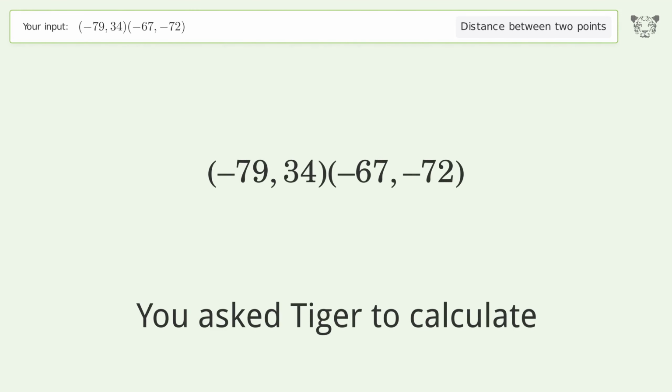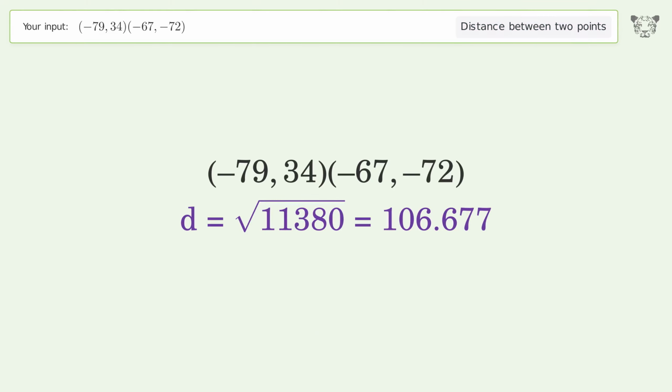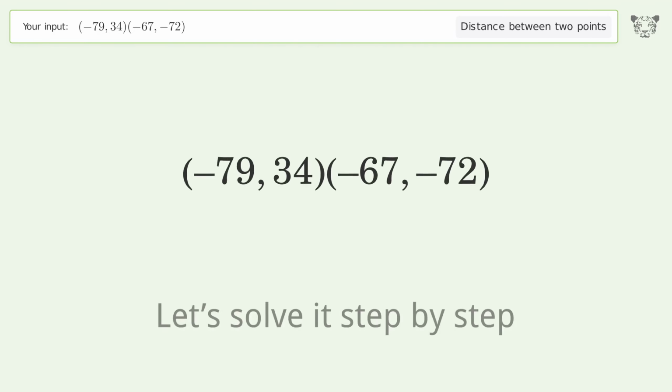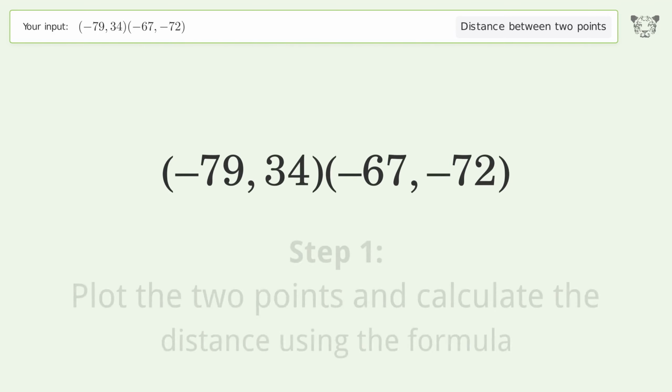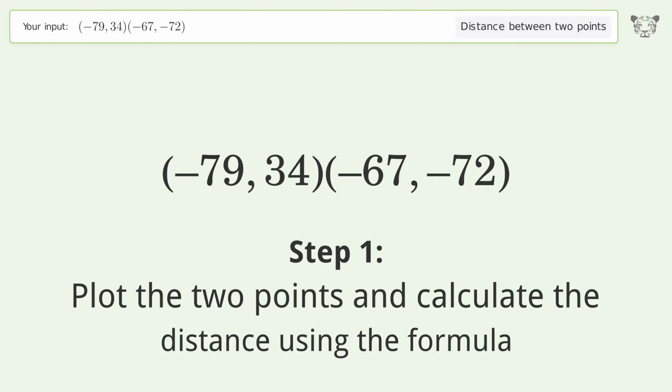You ask Tiger to calculate. This deals with the distance between 2 points. The distance between the 2 points is the square root of 11,380, or 106.677. Let's solve it step by step. Plot the 2 points and calculate the distance using the formula.